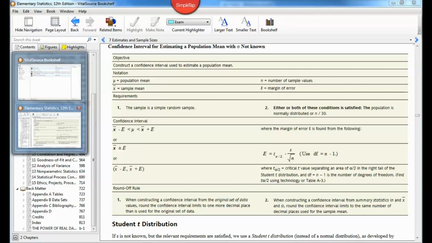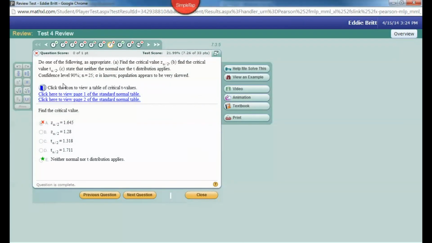All right, so let's take a look back at the problem. So n equals 25. Oh, that's not over 30. Population appears to be very skewed. That means that it's not normal. So if it's not normal and n is less than 30, then that's two bad things. So we know it's not a t distribution. Well, z distribution, it's skewed, it's not very normal. So it's not a z distribution. So it's neither a t distribution nor a z distribution. Okay.